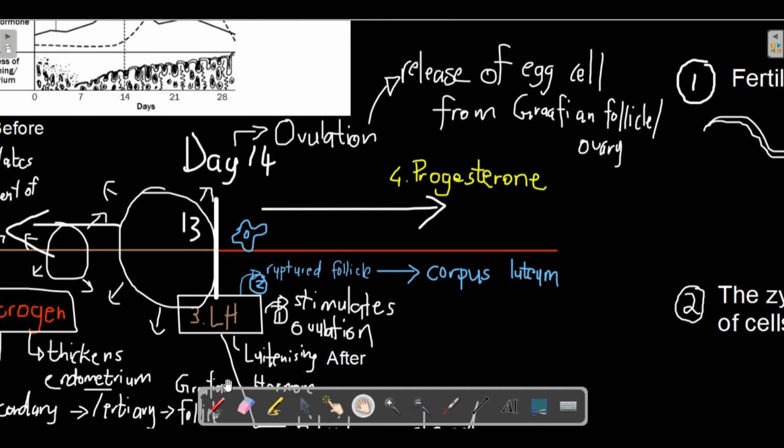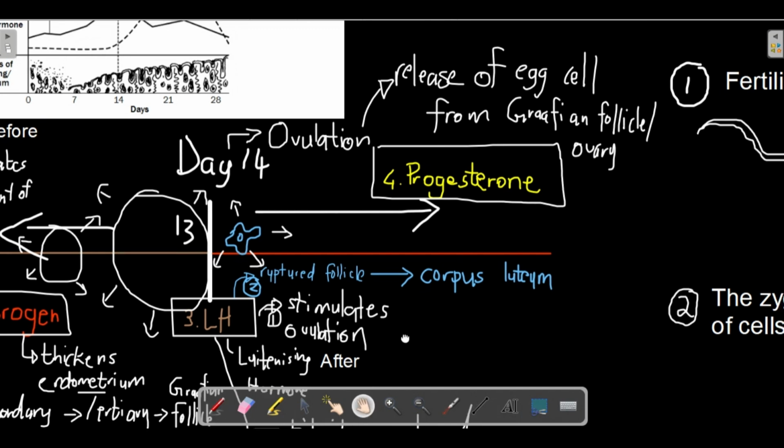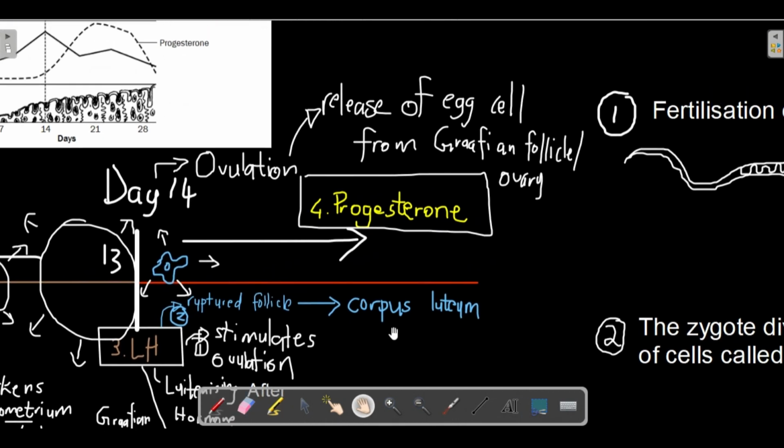So this structure also has a job. It produces another hormone, the last hormone, that we call progesterone, right? So progesterone is only going to be produced after day 14 by this corpus luteum, which was converted from the ruptured follicle by the LH. Be able to tell the story, guys. That's how you train your mind to understand the menstrual cycle.